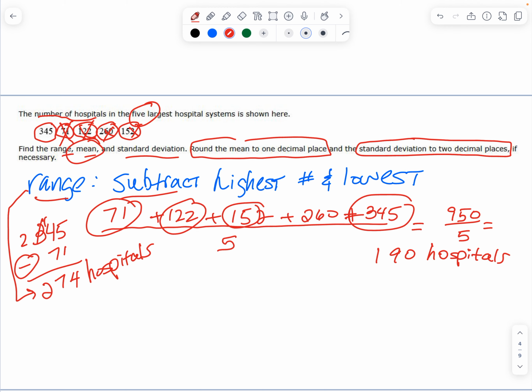Remember, the mean takes into account all of the numbers, all the pieces of data. So this is your average or your mean. Now they ask us to round to 1 decimal place, but I don't think we have to worry about that because it came out nice and neat.